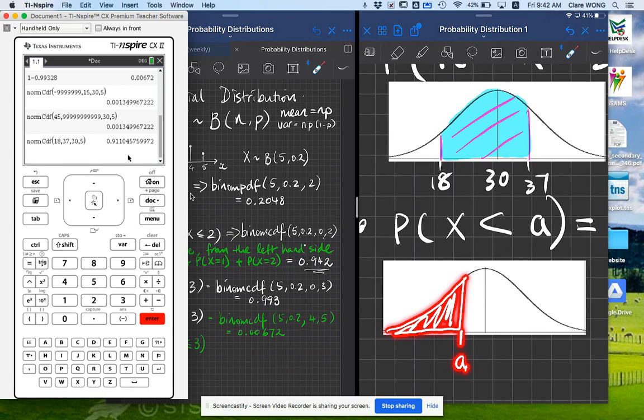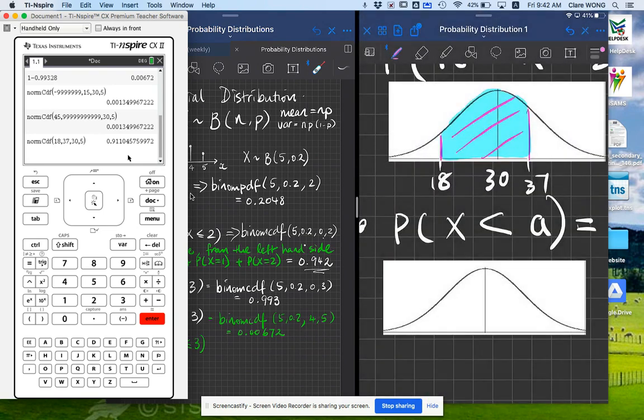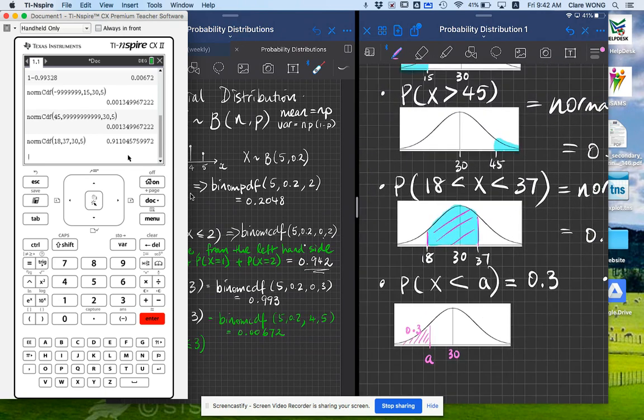So x being less than this is 0.3. We should add that onto our drawing. So we have 30 here, a here, and this is 0.3. Now, since we are already given the probability and we are asked to find out where that happens, what a is, we need to use inverse normal. So we need to reverse the process.